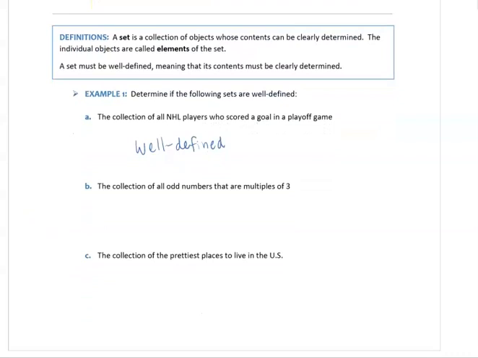Part B, the collection of all odd numbers that are multiples of 3. That is also well-defined because we can clearly identify the numbers that are odd and that are also multiples of 3. Part C, the collection of the prettiest places to live in the U.S. That is not well-defined because that is a matter of opinion. The set of places on my list might not be the same as the set of places on your list, and so the contents of that collection cannot be clearly determined.